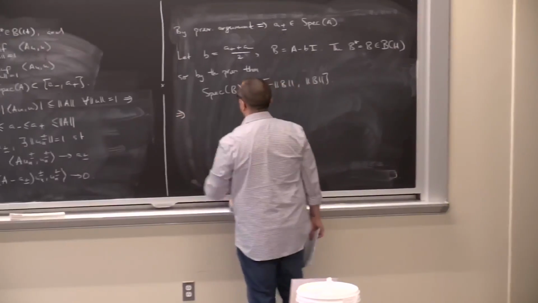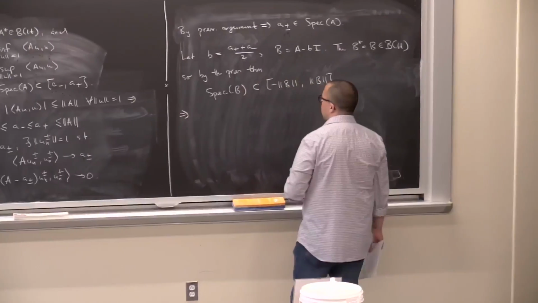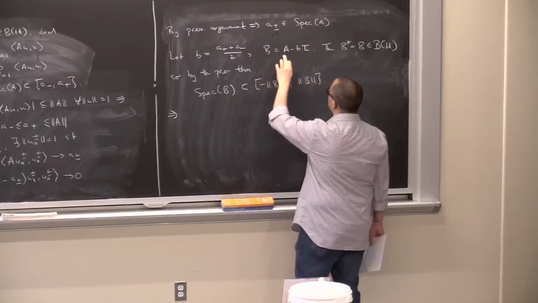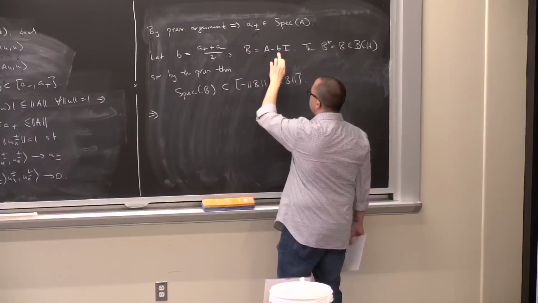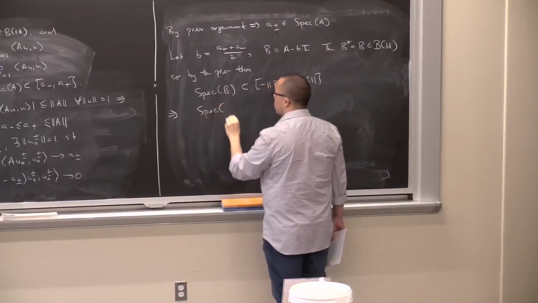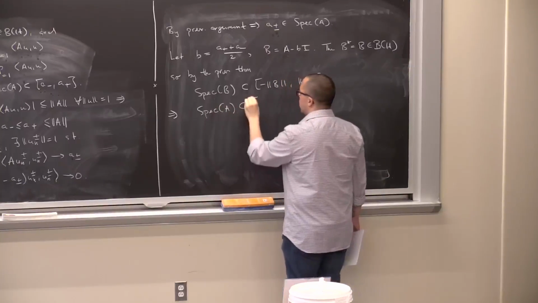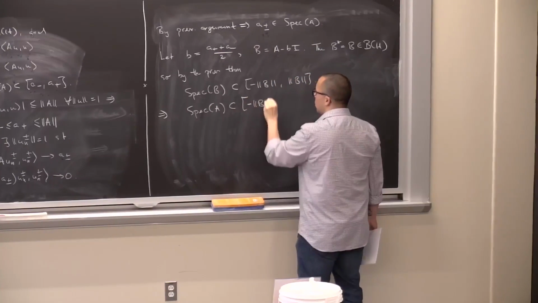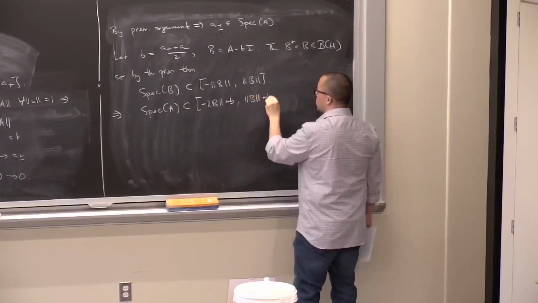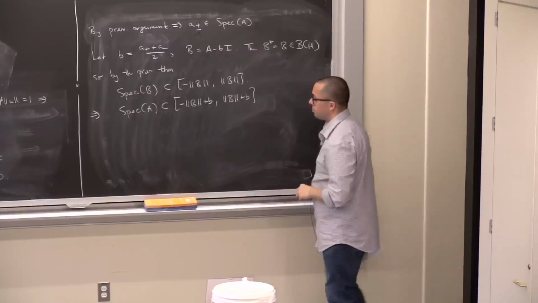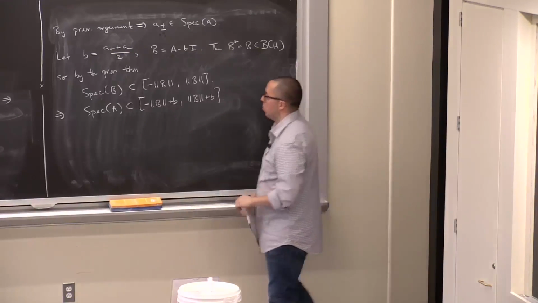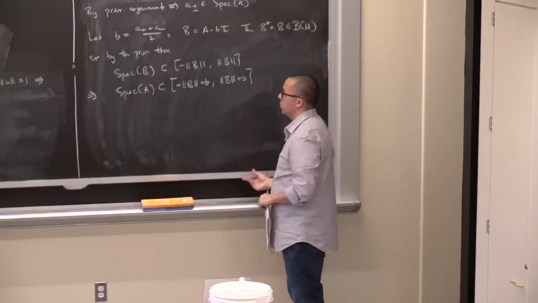And it shouldn't take much thought to realize that if the spectrum of B, which is a shift of A by little b, is contained in this interval, then the spectrum of A is contained in the interval from minus norm of B plus little b to norm of B plus little b. Okay? So now what's left is to compute the norm of B. All right, but this is not too difficult.